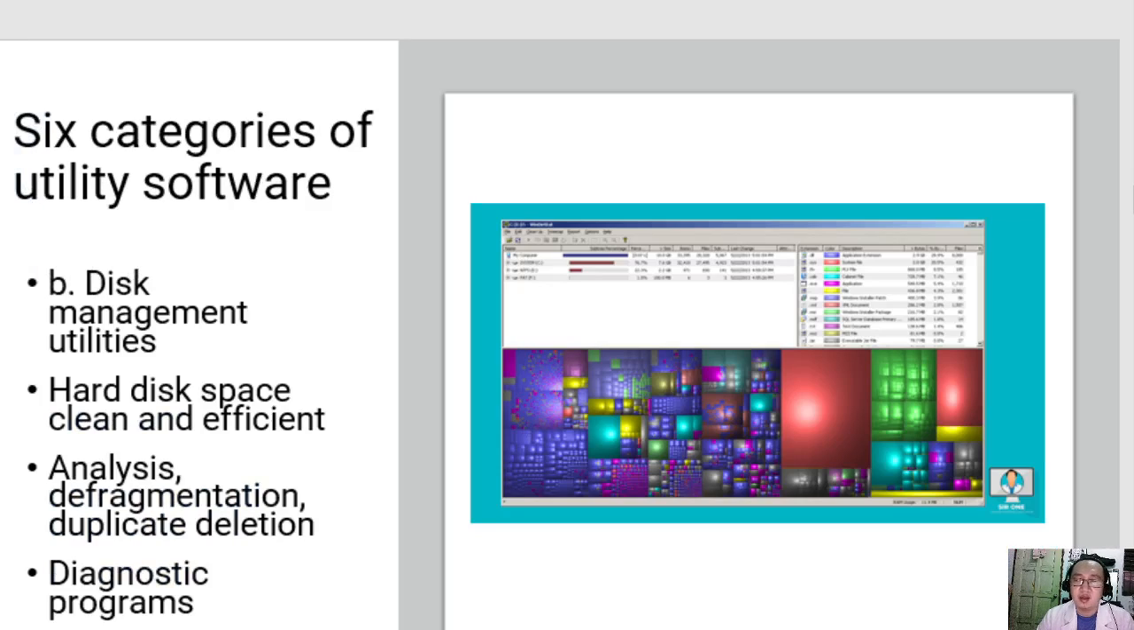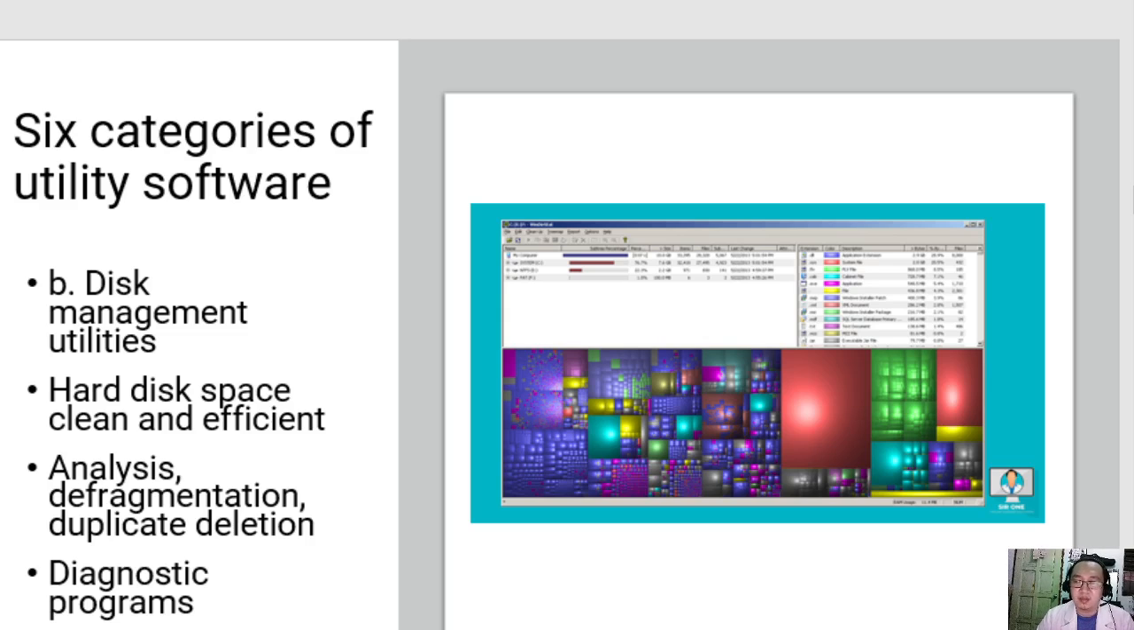And next, letter B, disk management utilities. Usually this involves hard disk space cleaning and analysis, defragmentation, duplicate deletion, and diagnostic programs. From the name itself, you are maintaining, managing, and cleaning, making your disk drives more efficient. These are designed to help the user keep hard disk space clean and efficient.